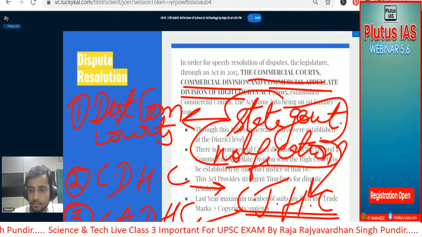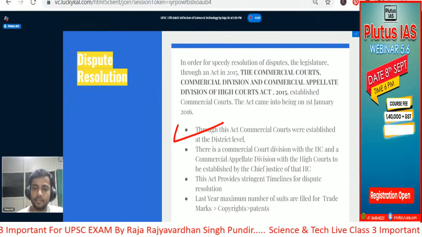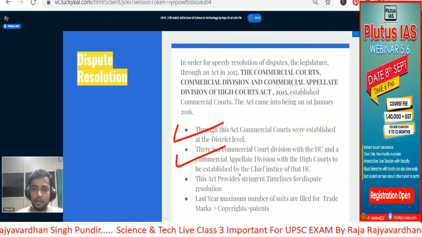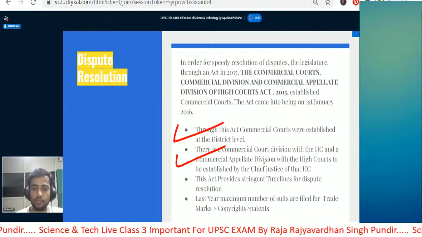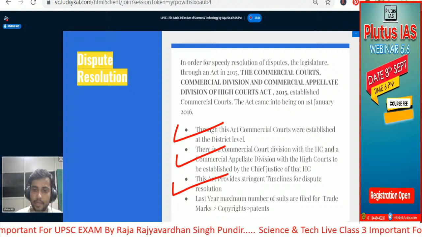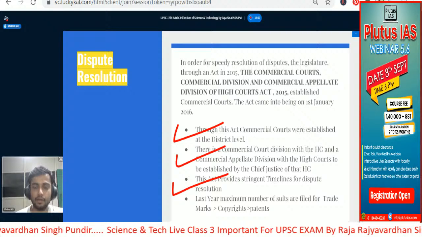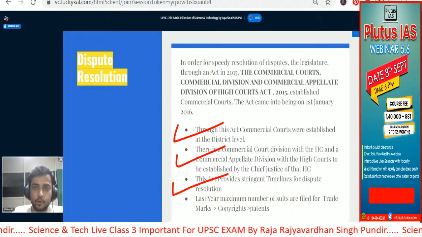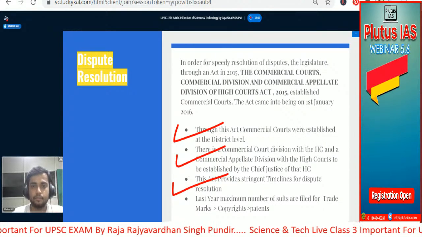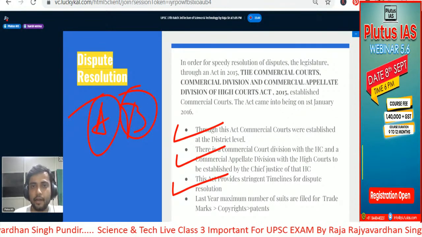So this act established the commercial courts at the district level, a commercial division with the High Court, and the third thing, the commercial appellate division with the High Court. That will be established by the Chief Justice of the High Court, and this act provides stringent timelines for dispute resolution. Suppose there is a dispute with the district commercial court, and the district commercial court has passed a judgment, and the dispute was between party A and party B.